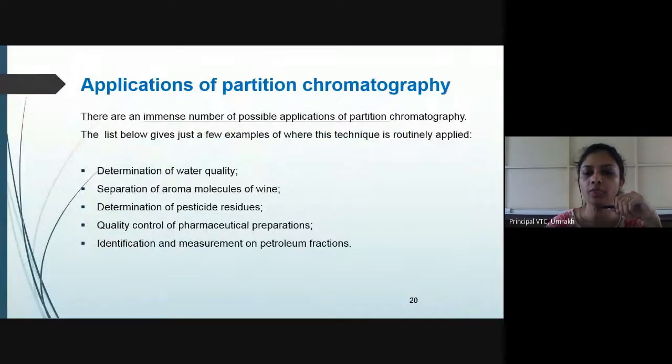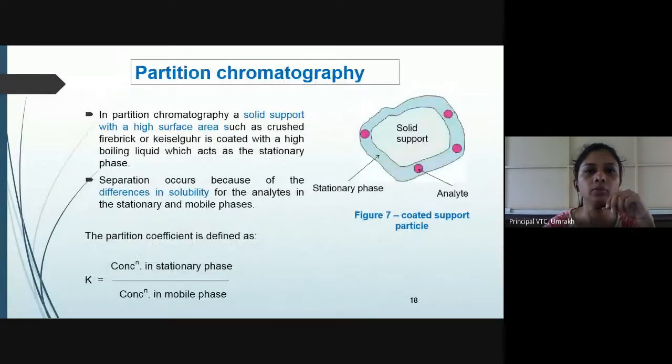Okay, so we have gone through chromatography. Solid support will be there. It should have a high surface area. It will be coated with a liquid which needs a high boiling point. It should be less volatile. Normal and reverse.